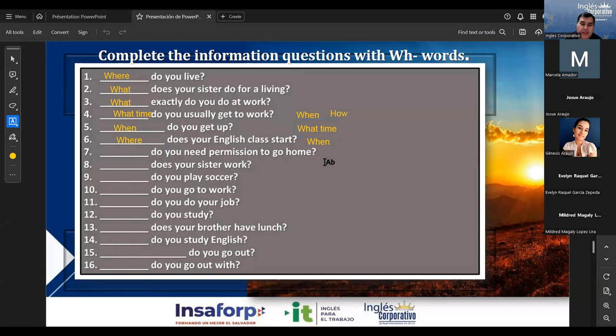Do you need permission to go home? What time? Reason? When? Reason? Why do you need permission to go home? But Evelyn says, when? Yeah, it's possible. When do you need permission to go home? When I am sick. Why do you need permission to go home? Because I am sick.